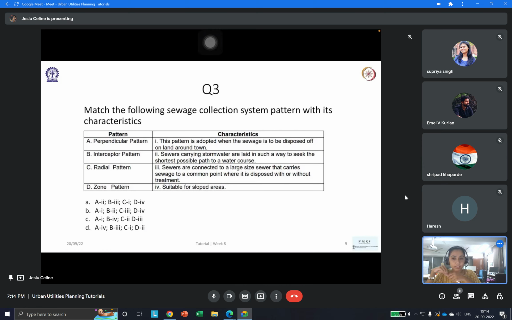Shripad, do you want to take this question up? You can just say what you feel the answer is. It need not be right. It's absolutely fine. We're just discussing, and then we'll reason out why it's right or wrong.